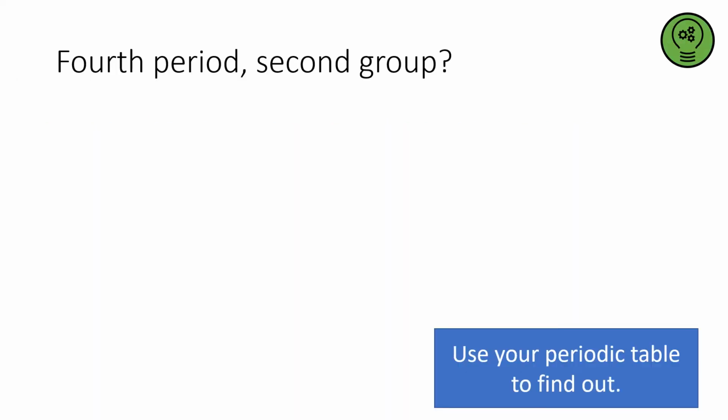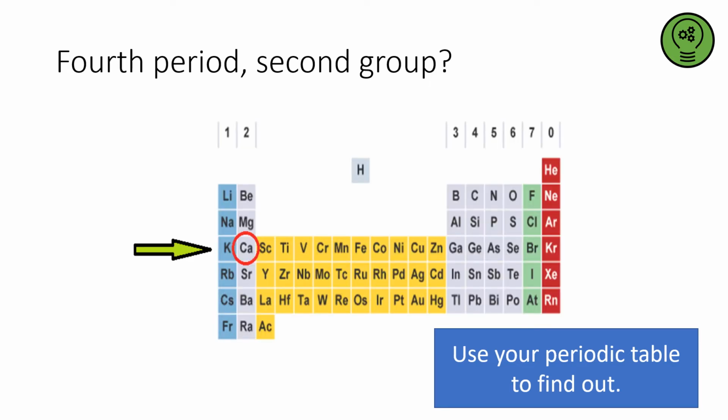So how could I use this information? Well, I've got the 4th period, second group. So I could look at my periodic table. I'm looking for the 4th period, recognising that this is period 1 here, even though there's nothing here. Notice my hydrogen is over here where it belongs. That's period 1. Period 2, 3 and 4, second group, I'm looking at calcium.